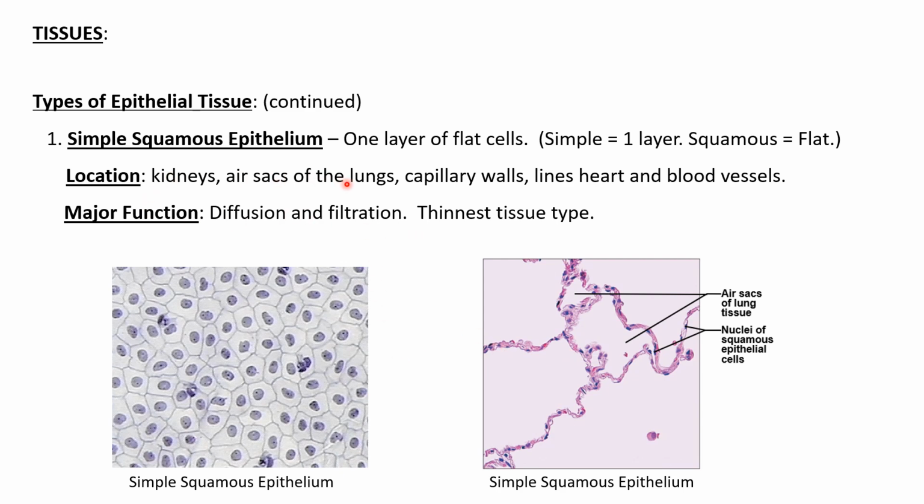So things like the air sacs of the lungs, here they have to be really thin for oxygen and CO2 to diffuse through. Okay, capillary walls. Capillaries are tiny, tiny blood vessels that are near your body cells, and oxygen from the blood diffuses out of the capillaries to the cells, and then CO2 from the cells diffuses out of them into the blood in the capillaries.